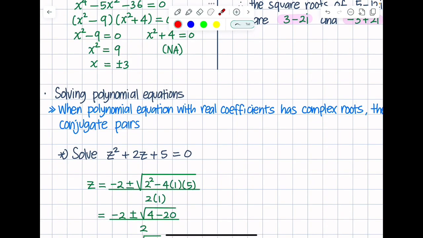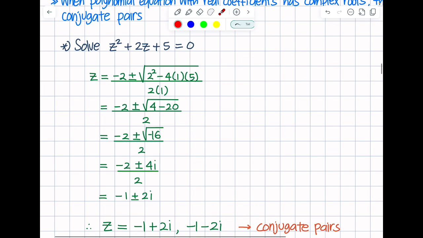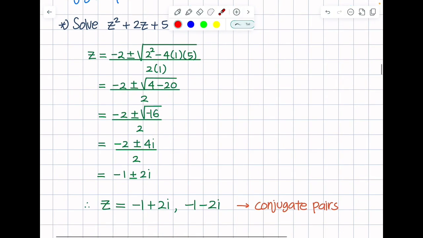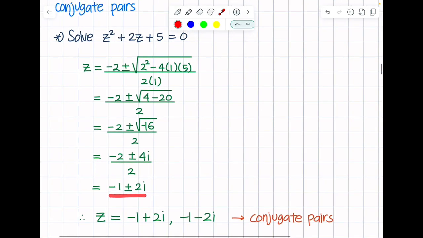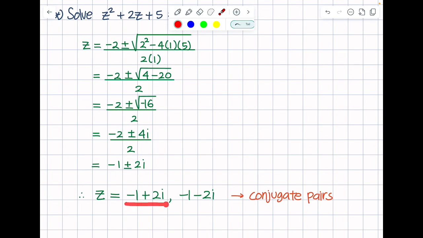Using the quadratic formula like this. And remember, if you have the square root of negative 16, it becomes 4i, from the square root of negative 1 being i. And then we get negative 1 plus or minus 2i. So the roots of this equation are negative 1 plus 2i and negative 1 minus 2i. These are the conjugate pairs.